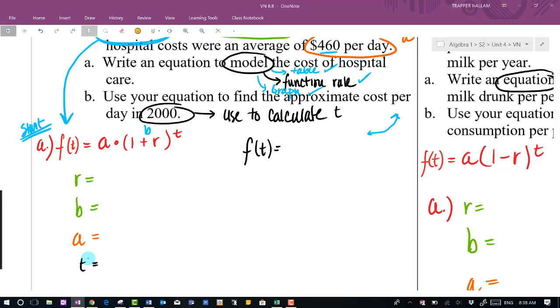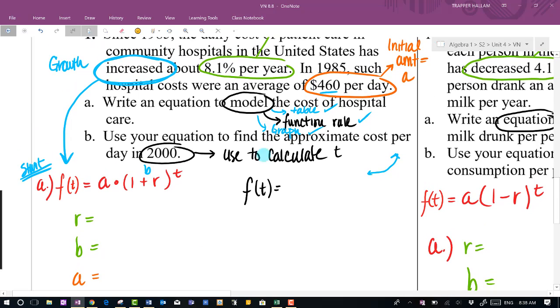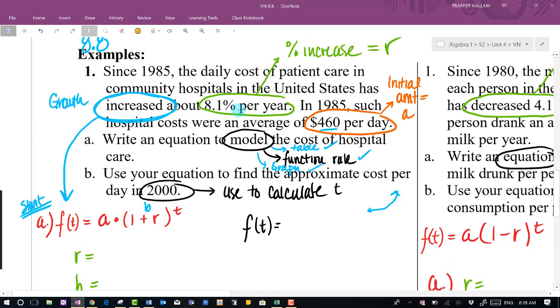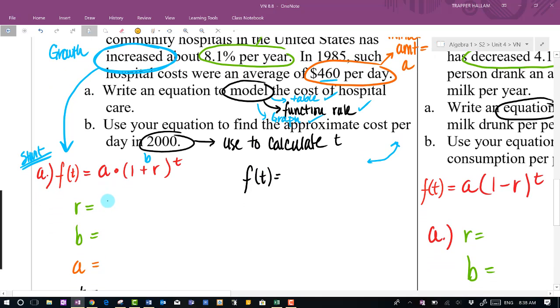Because we can only solve a function if we have one unknown. So looking at this, we've kind of already identified R. We said that 8.1% is our increase per year. So our R value then, I'm going to write down is 8.1%.